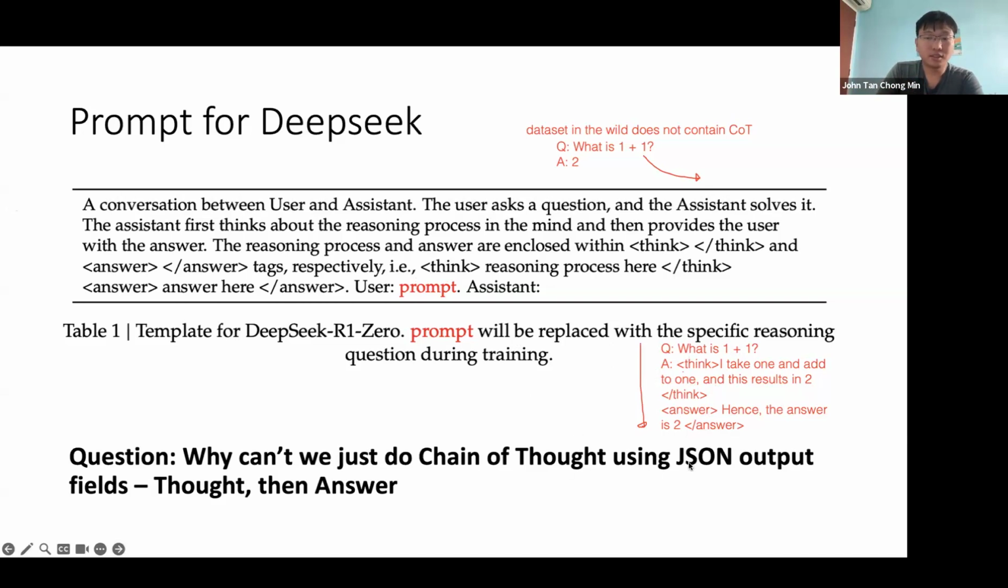And the question that I have is, why not use JSON output, instead of just doing HTML text like this, why not just do thoughts, something, and then answer, something? I did think about this, and actually to me, it doesn't really matter how you do it. As long as you have a proper format for the LM to output thoughts and then the answer, you can do it in HTML text, you can do it in JSON.